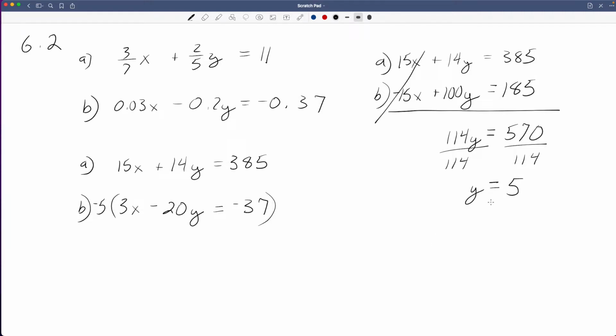All right, so now we know what y is, so we can go back in and substitute it. I think I'm just going to use this one. So 3x and 5 times 20, that's minus 100, is equal to negative 37. So 3x is equal to 63, which means that x is equal to 21. So now I have my x and my y value solved.